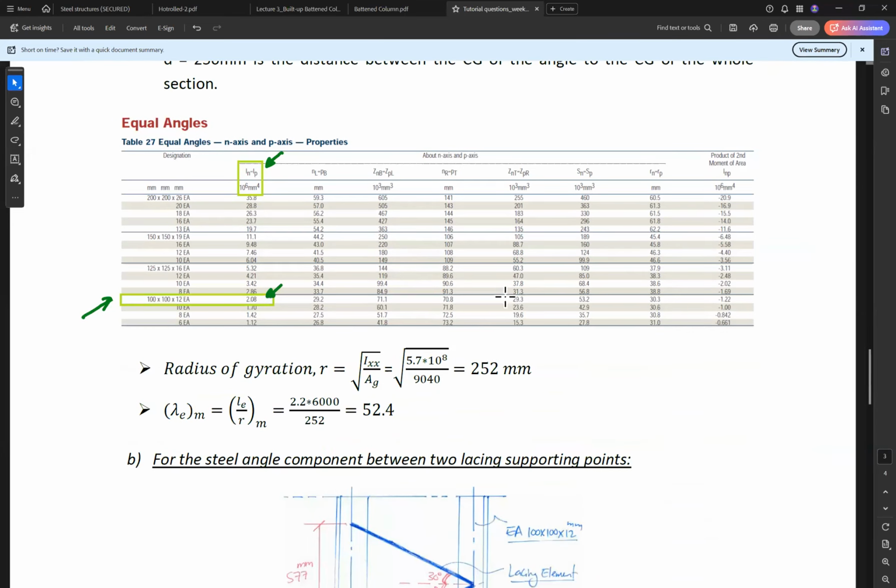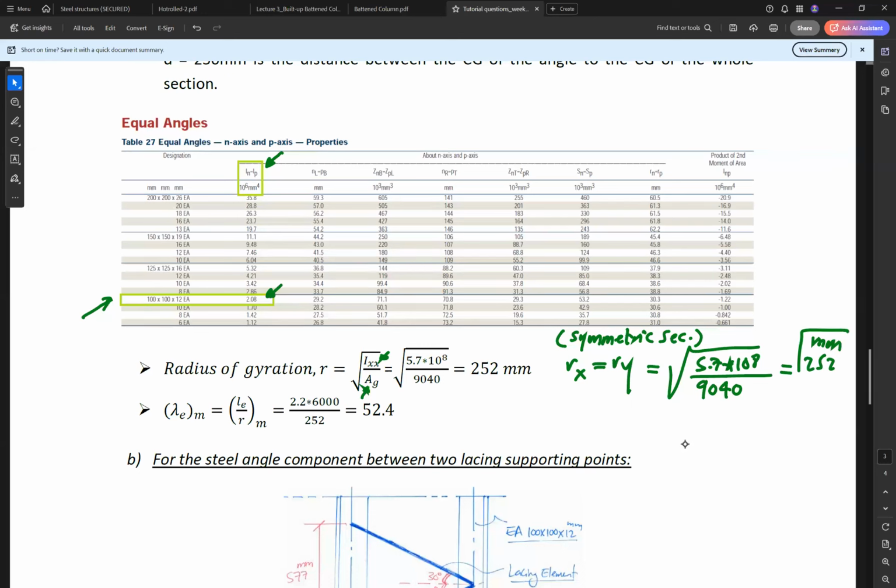After we know Ix for the whole section, and we know already A gross, then Rx and Ry are equal because it is a symmetric section. So Rx equals Ry equals the root of the inertia we got, 5.7 times 10 to the power 8, divided by the area 9040, which gives us a radius of gyration of 252.